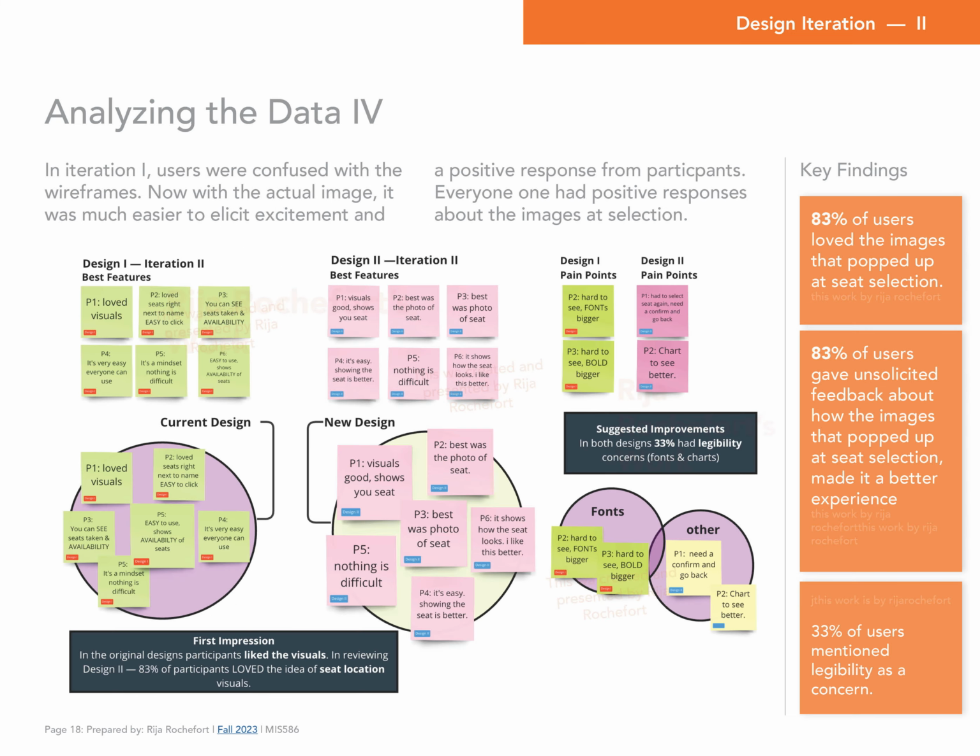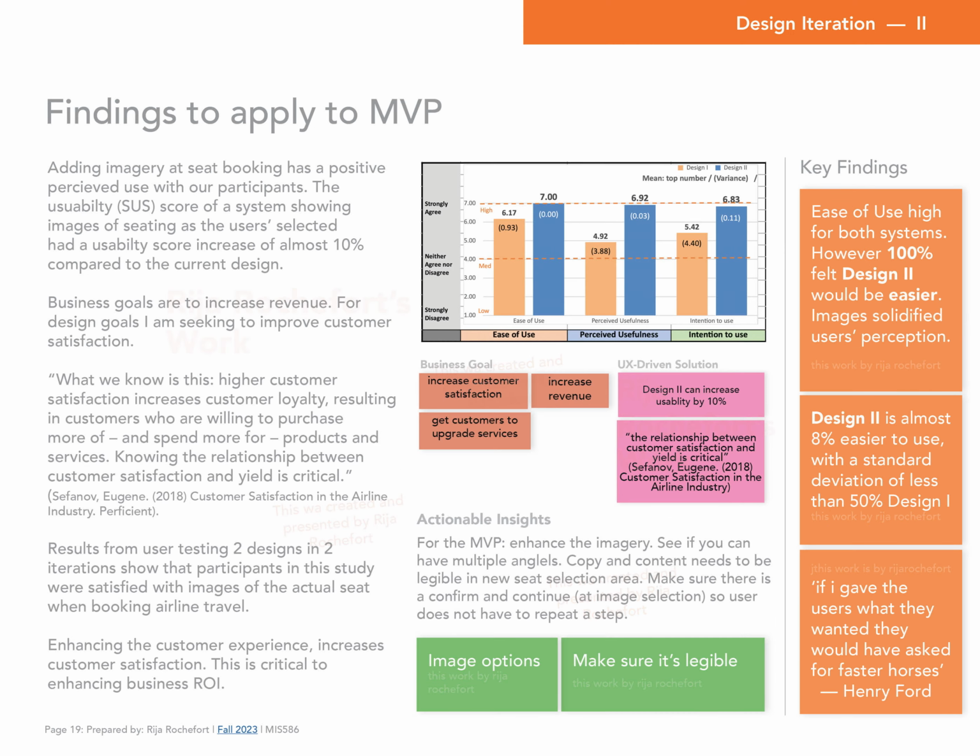Analyzing the data. In Iteration 1, users were actually confused with the wireframes. So now that we have the actual images, it's easier to elicit excitement from them and positive responses. So we found that 83% of users loved the images that popped up at seat selection. 83% of the users gave unsolicited feedback about how those images made seat selection better. We also had 33% of users mention legibility as a concern.